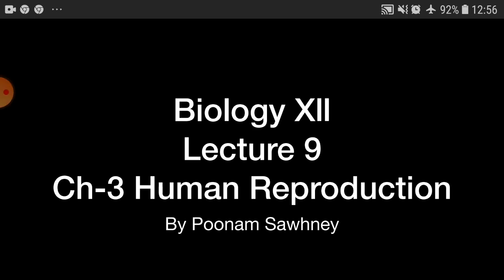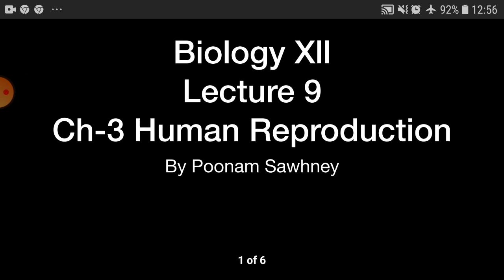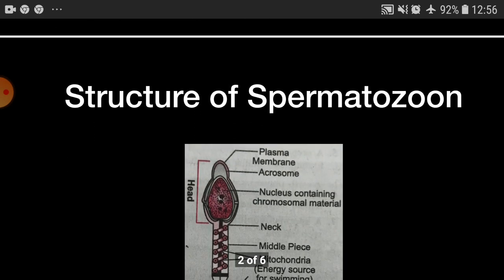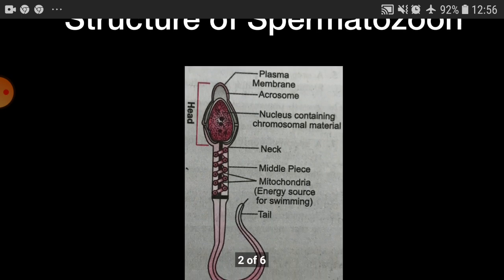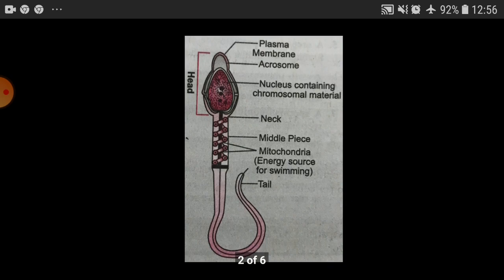Now, today we'll start with the next subtopic of our chapter Human Reproduction. The topic we are going to start with is the structure of the spermatozoon. Here on your screens, you can see the diagram of a spermatozoon. It is quite important from the examination point of view.